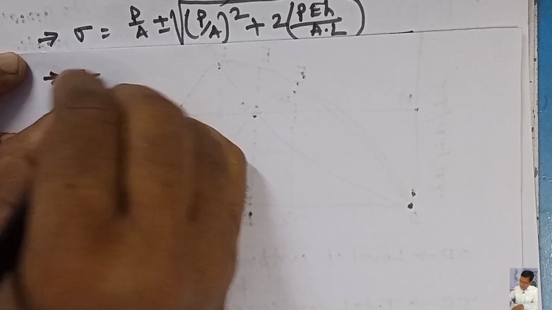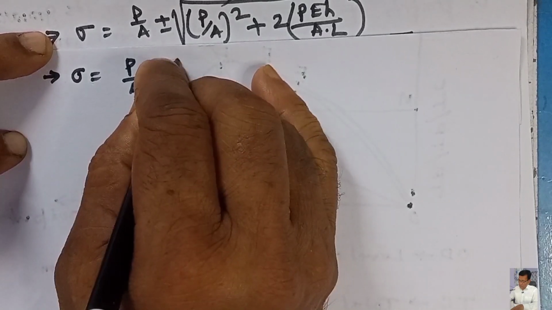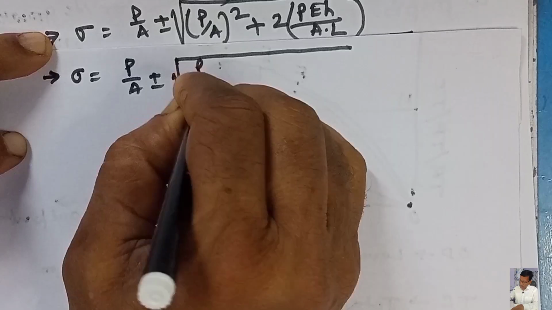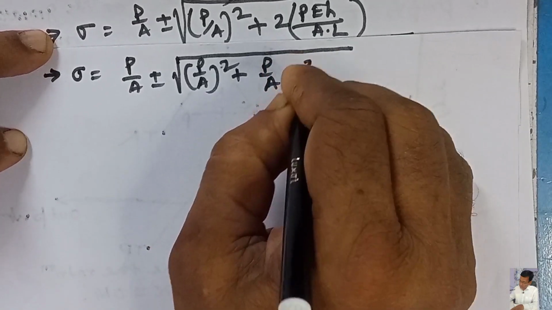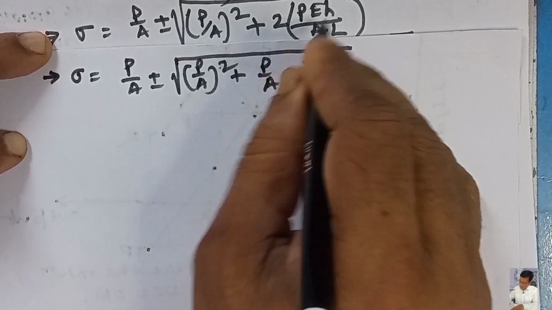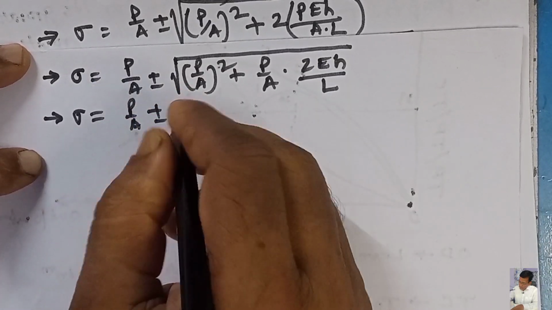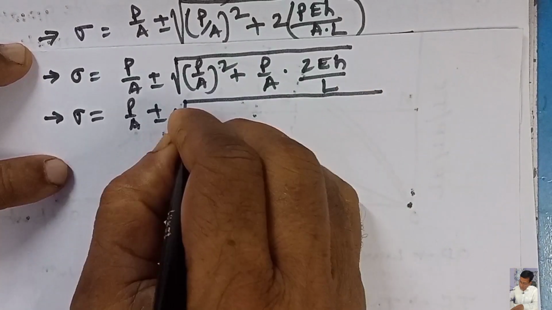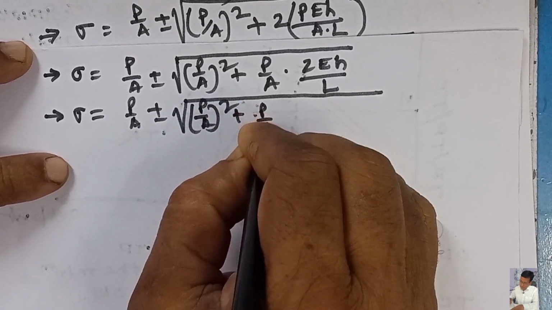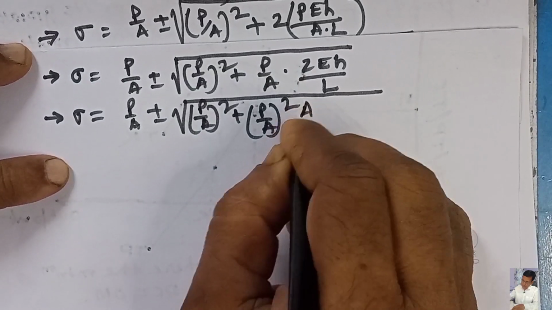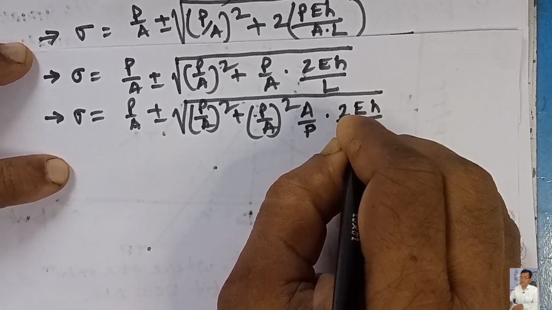or sigma is equal to P by A plus minus root over P by A whole square plus P by A into 2EH by L. Sigma is equal to P by A plus minus root over P by A whole square plus P by A whole square, then A by P into 2EH divided by L.